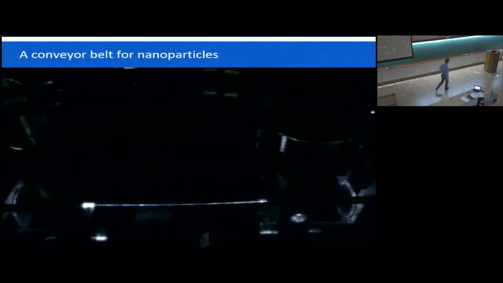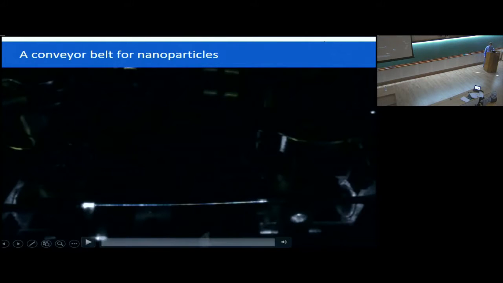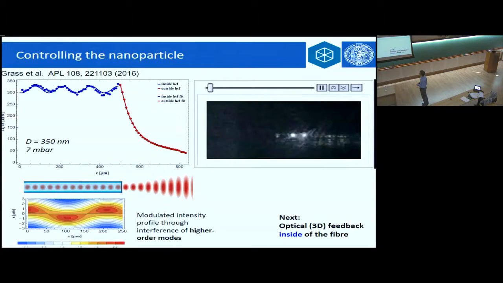If one then detunes one of the two light fields, one gets this moving conveyor belt, and with a 10 kilohertz detuning, one would see the particle here go with a few centimeters per second, just forth and back. So that works nicely at high pressure. Low pressure is something we also need to solve, and this is why we've been working on some feedback cooling. I will show you that in a moment.